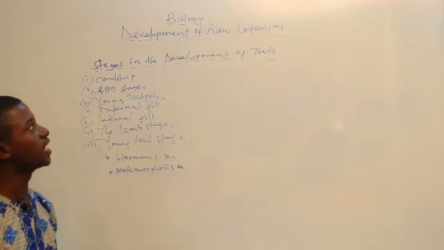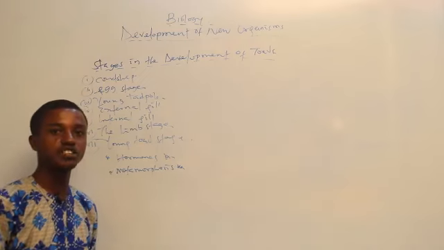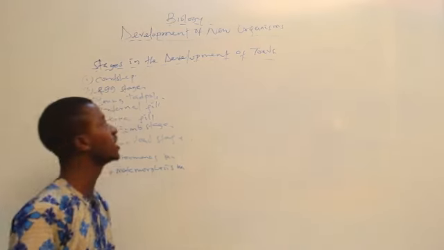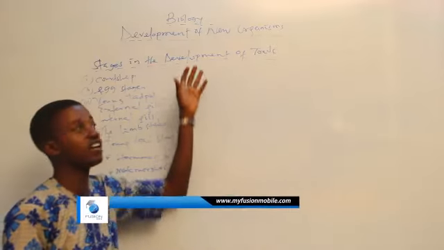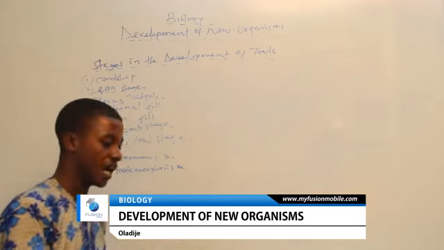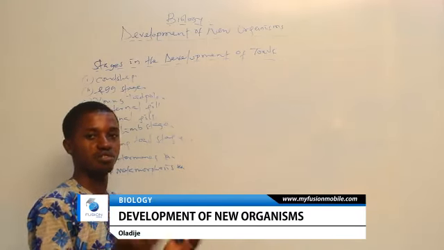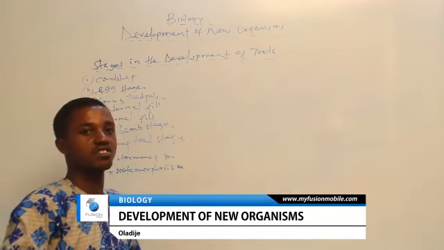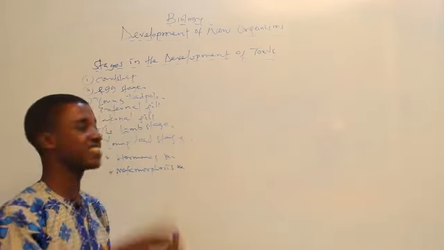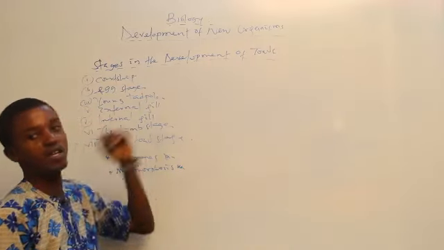Okay, you're welcome to yet another series on biology. I am Olajide, and this program is power packed by Fusion Mobile e-learning clinic. Today we're going to be looking at the development of new organisms, how new organisms tend to develop from the baby stage down to the adult stage. We're going to be looking at the various structures involved, the various chemicals secreted, and we're going to be looking at everything extensively. Stages in the development of toads.